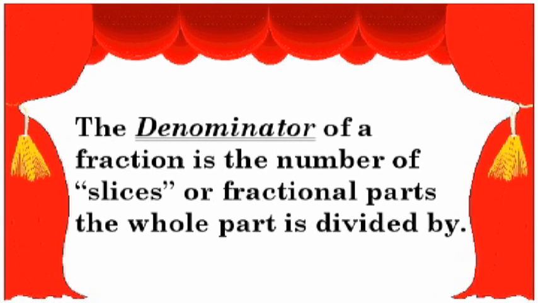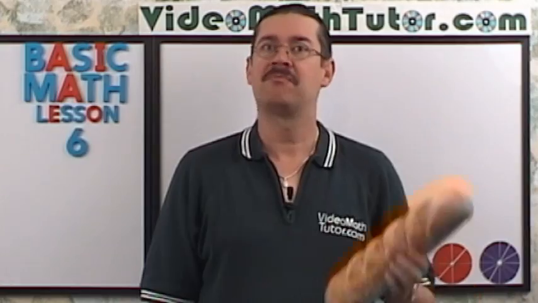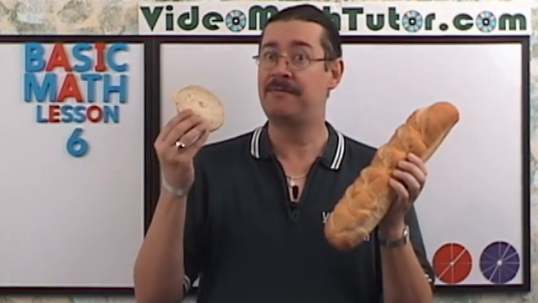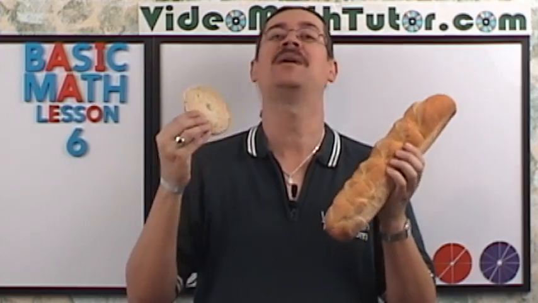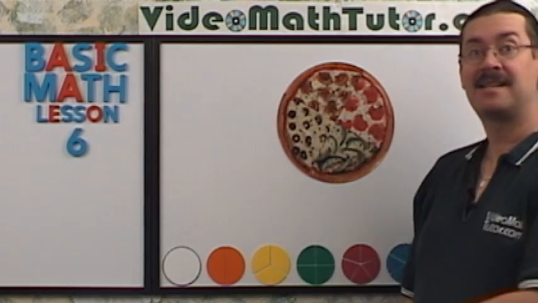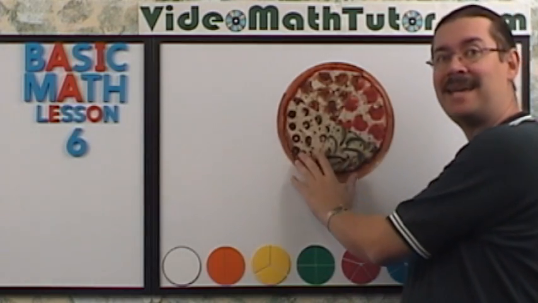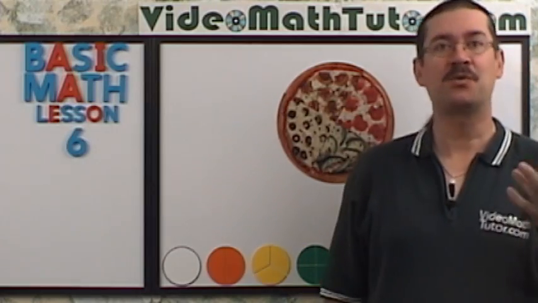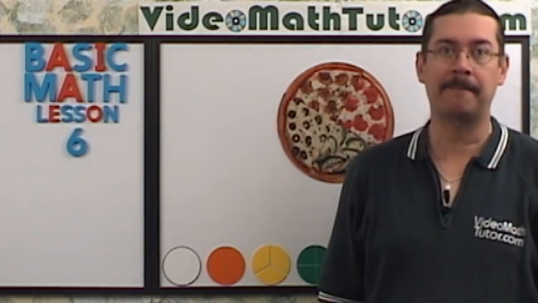The denominator of a fraction is the number of slices or fractional parts the whole part is divided by. A loaf of bread is typically divided into 24 parts, so my denominator is 24. A pizza is typically divided into 8 equal parts, so 8 is your denominator.